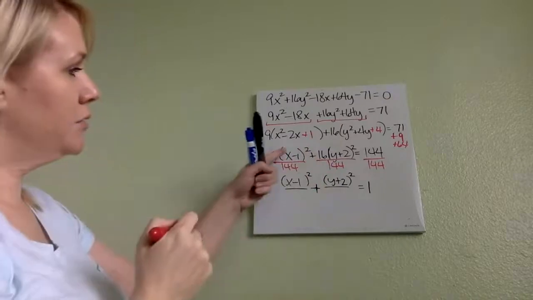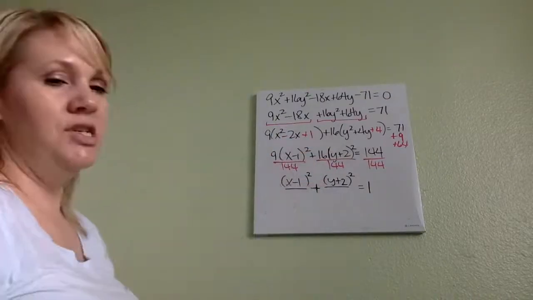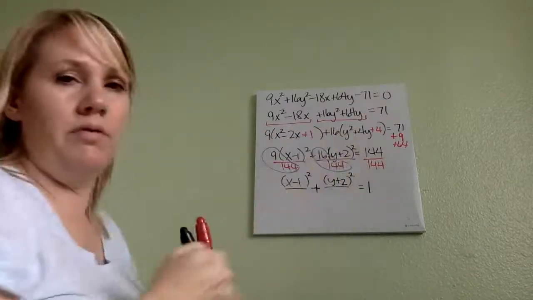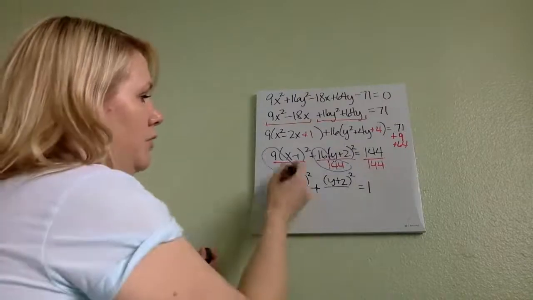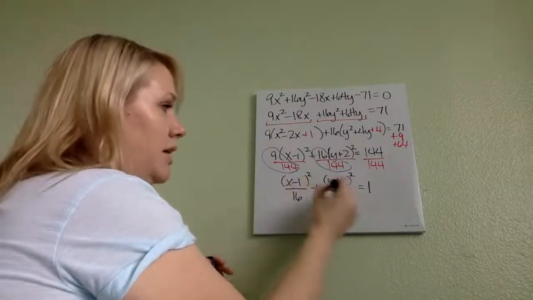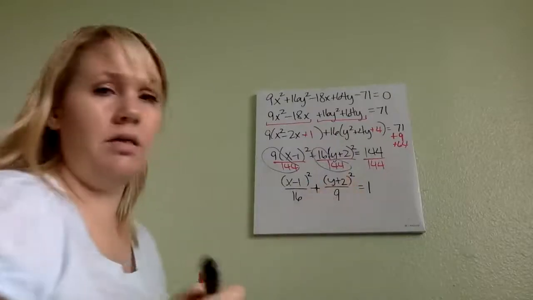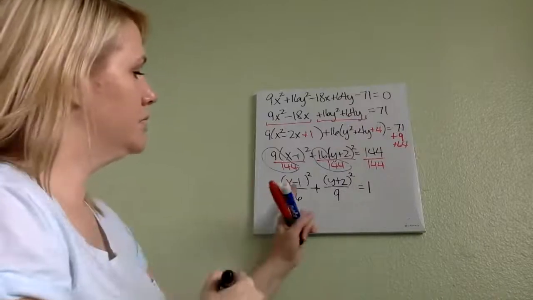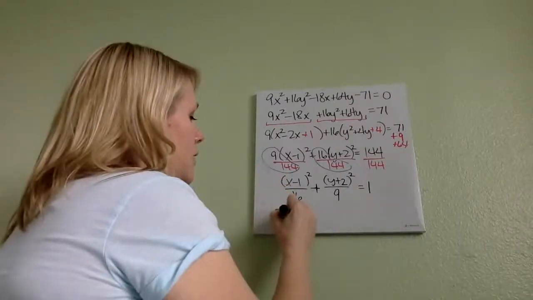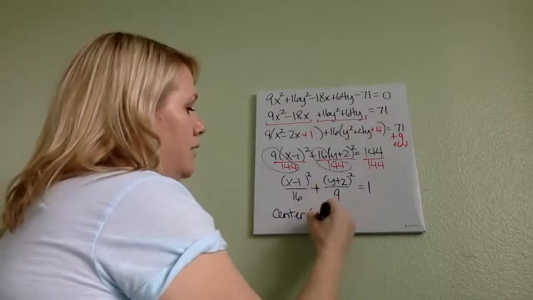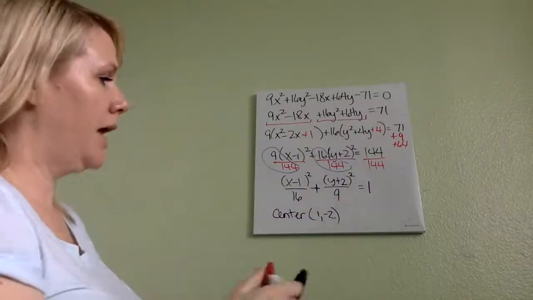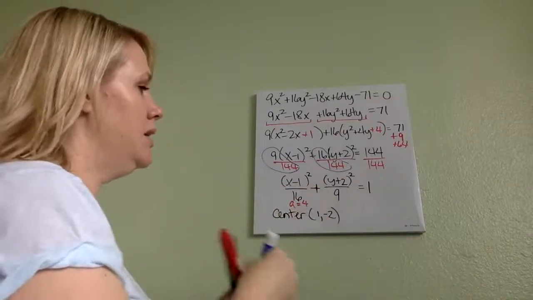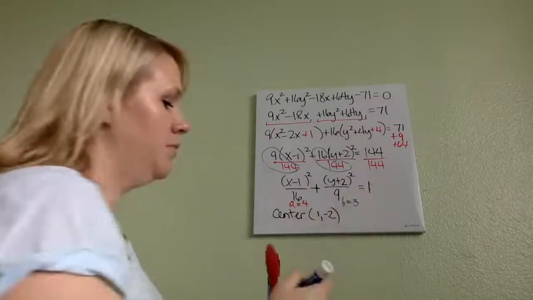And again, I want the x minus 1 to remain. I want the y plus 2 to remain. I just want to simplify the fractions, the 9 over 144 and the 16 over 144. And when those simplify, 9 over 144 simplifies to 1/16, and then 16 over 144 simplifies to 1/9, like so. And so then this center would be at 1, -2, right? And then we know that A is bigger on an ellipse, so A is 4, and B is 3.